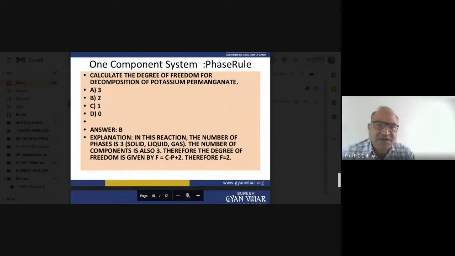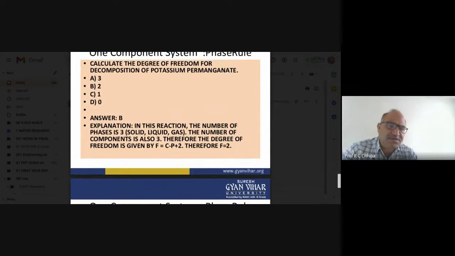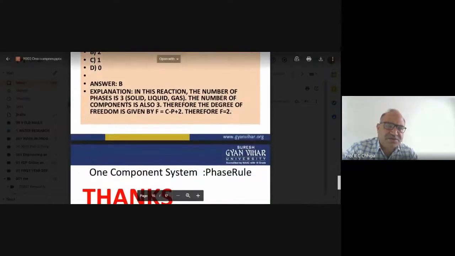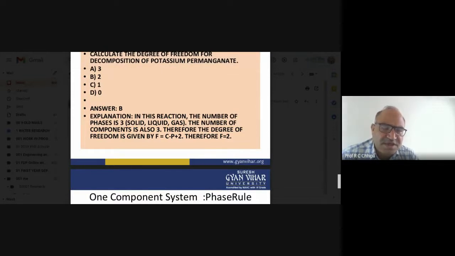One more question: calculate the degree of freedom of decomposition of potassium permanganate. Here, the correct answer is B. So what about that particular B itself? Explanation: in the reaction, the number of phases is 3: solid, liquid, and gases. Therefore, the degree of freedom is given by F equals C plus.